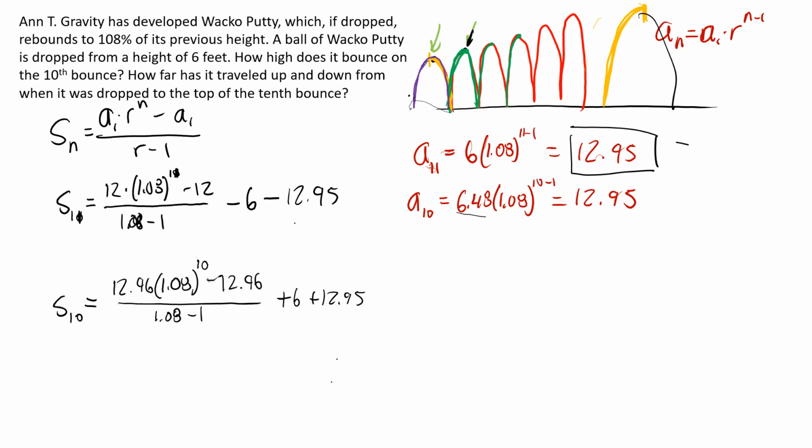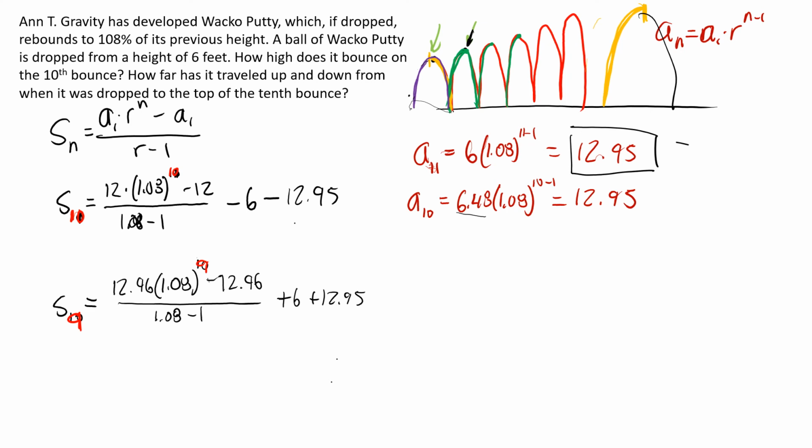So 12.96 times 1.08 to the 10th power minus 12.96 divided by 0.08. Yeah, actually, I think we did this wrong. This is backwards. This should be 10 and this should be 9, okay? Because there's that many bounces. Yeah, because we're stuck at the top bounce. Now we're actually looking at bounces and not heights. So this would then be 9 and this would be 10. And that will give us the answer.